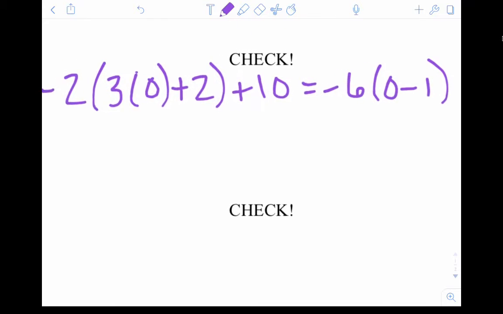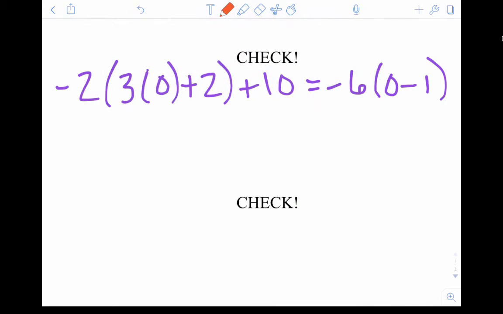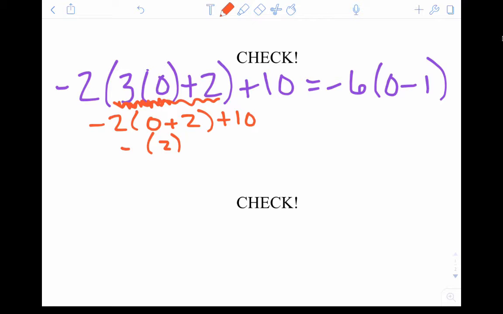So I'm going to zoom on this. I'm going to work through the left side first, and then I'll work through the right side. Once again, I'm just doing order of operations when I'm checking this. So when I'm looking at this, I need to do the parentheses first. And inside of the parentheses, I still need to follow order of operations. So I need to do the multiplication. 3 times 0 is 0. And then I'm going to just rewrite everything else on the left side. I'm still inside the parentheses. I have 0 plus 2, which is 2. I'm rewriting. Now I need to do multiplication. Negative 2 times 2 is negative 4. And negative 4 plus 10 is a positive 6.